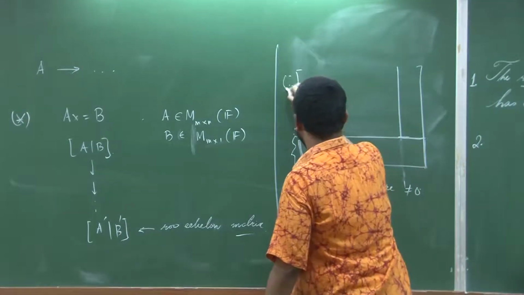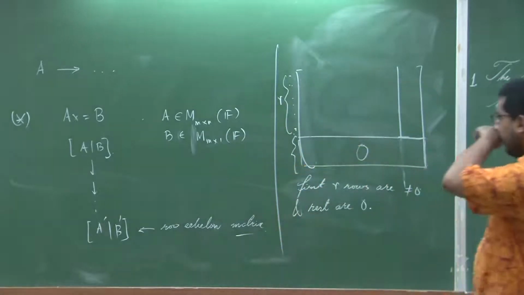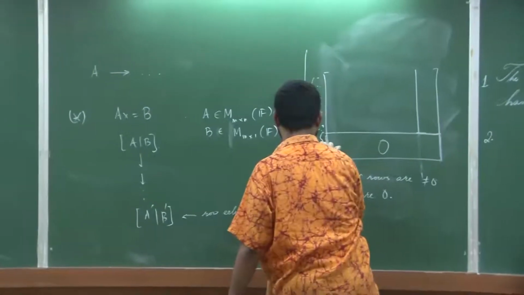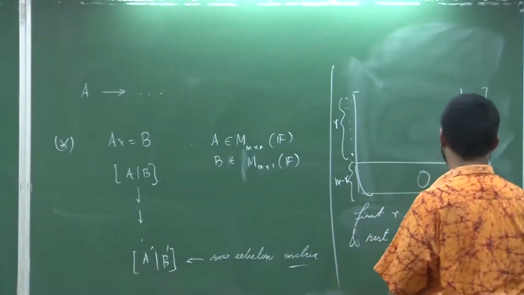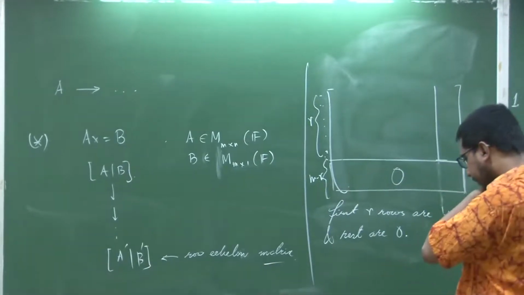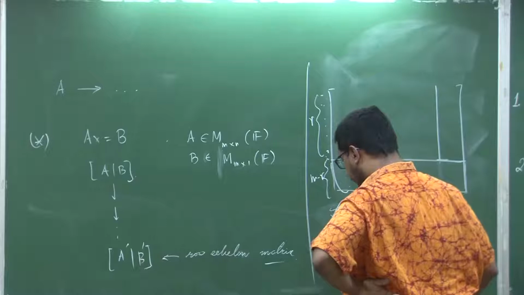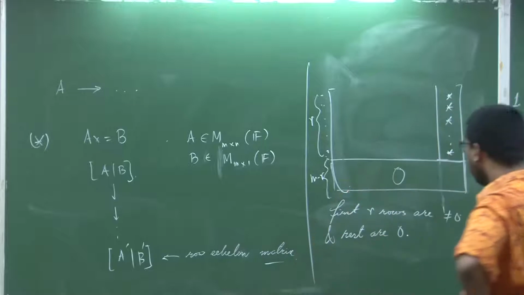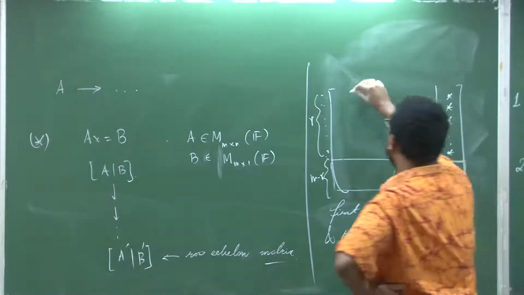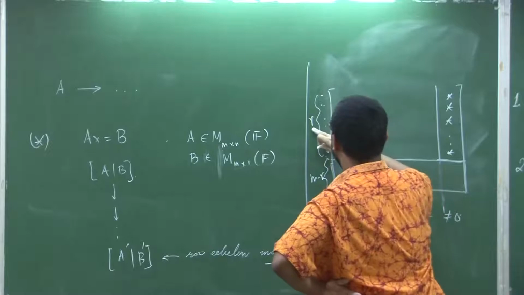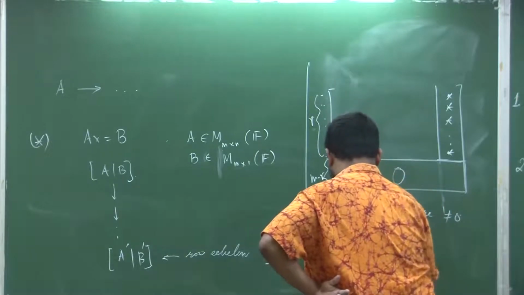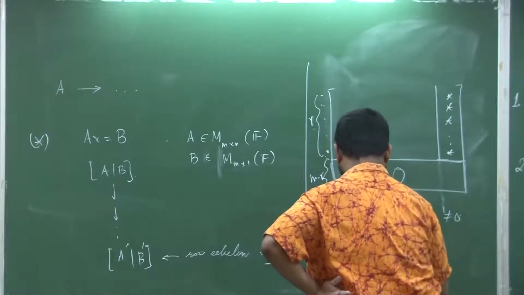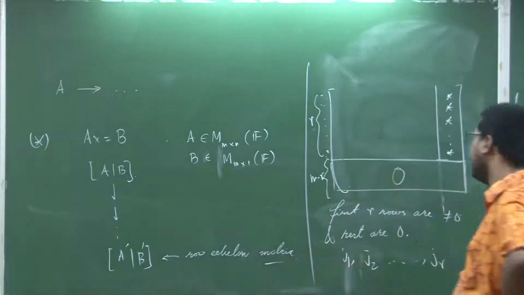And these are the first r rows which are non-zero. The remaining rows number m minus r, and this block does not have a pivot. So assume that the pivot of the first row lies at the J1 column, the pivot of the second row is at the J2 column, and similarly the pivot of the rth row is at the Jr column.